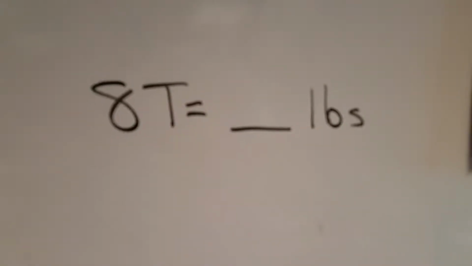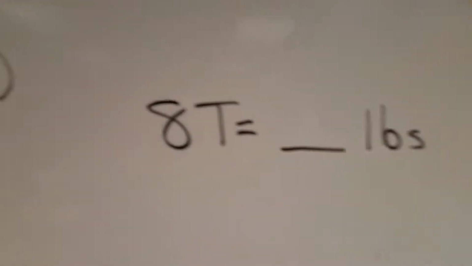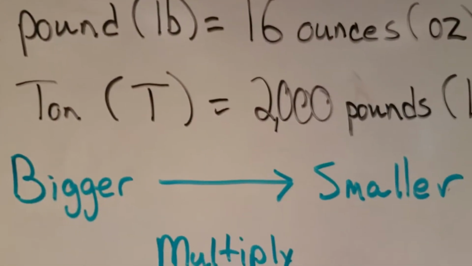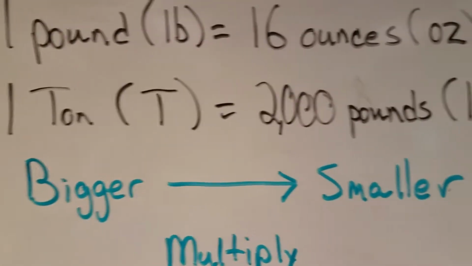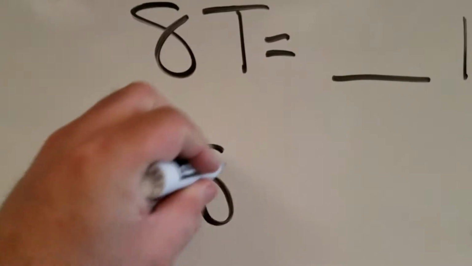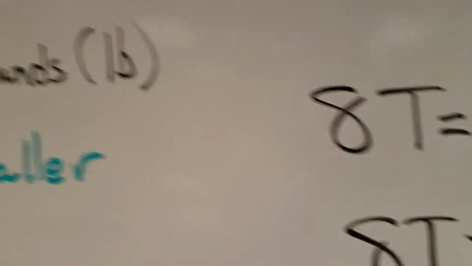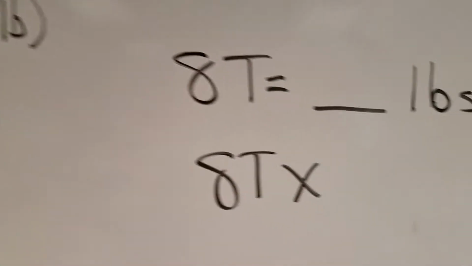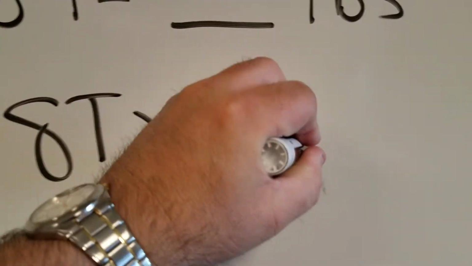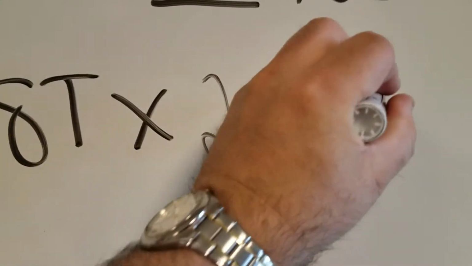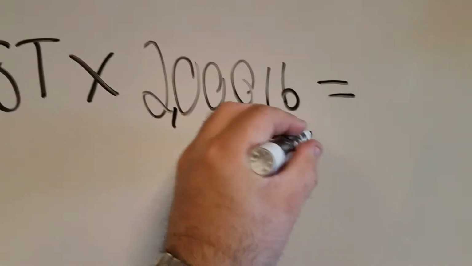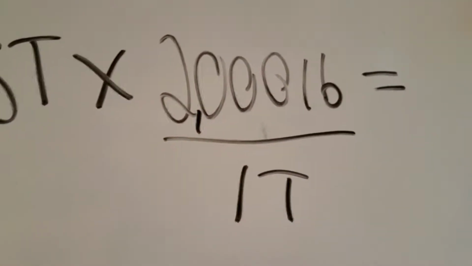Here we have a problem where it's 8 tons equals how many pounds. So I look at my chart and I say tons to pounds. That's bigger to smaller. A ton is bigger than a pound, so we're going to multiply. We're going to multiply 8 tons times how many pounds are in a ton? 2,000. So we're going to go ahead and multiply 8 tons times 2,000 pounds, because there are 2,000 pounds for 1 ton.